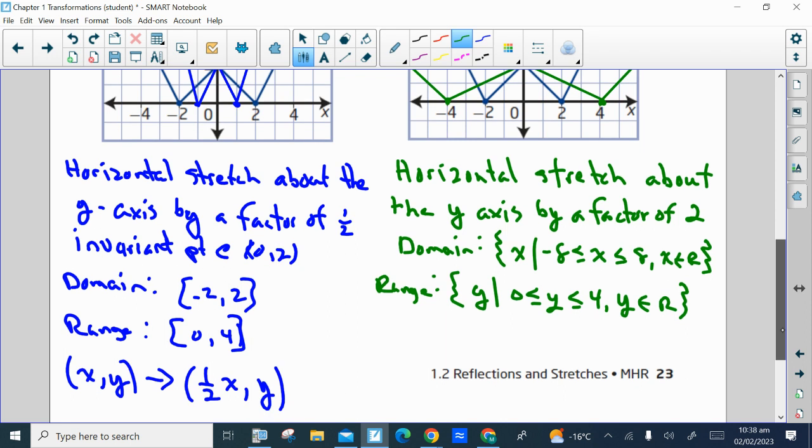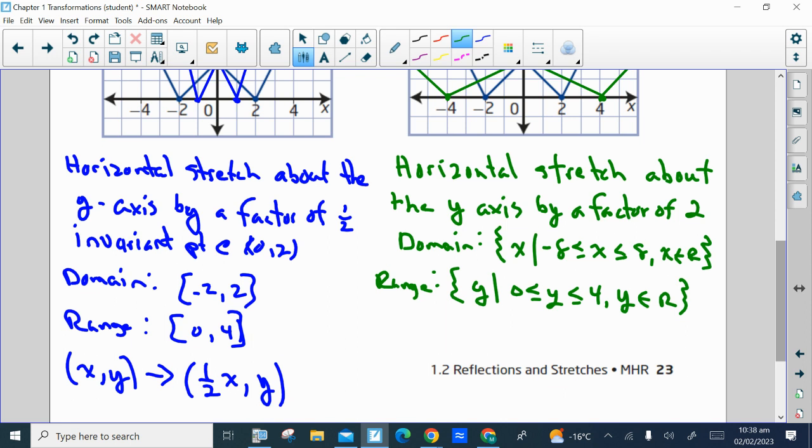So that's set notation. Our mapping notation: we multiplied all the x values by 2. So x maps into 2x, but the y values stayed the same.